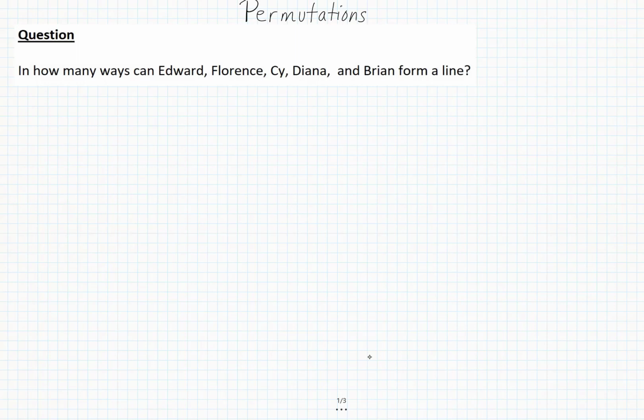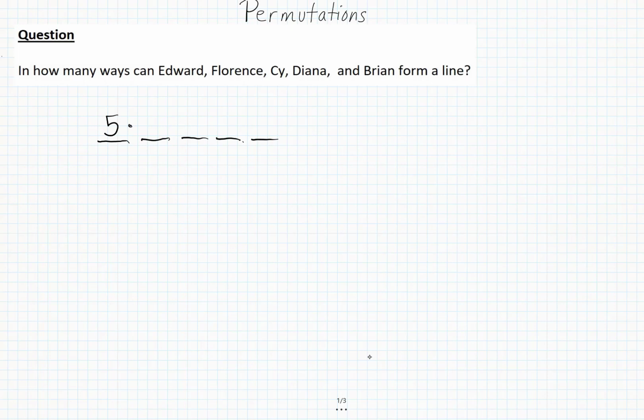Hi folks, today we're going to talk about permutations. So we're going to get started with a question to open that topic. In how many ways can Edward, Florence, Cy, Diana, and Brian form a line? And when taking a look at this problem, we essentially have five places they can go to form that line.